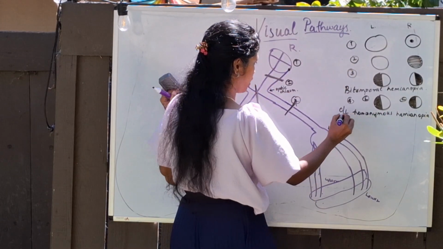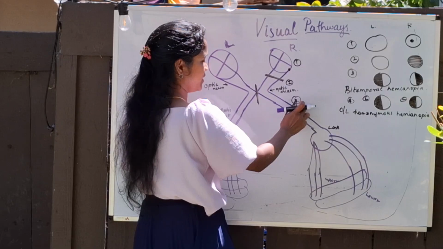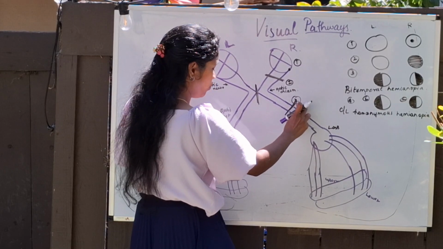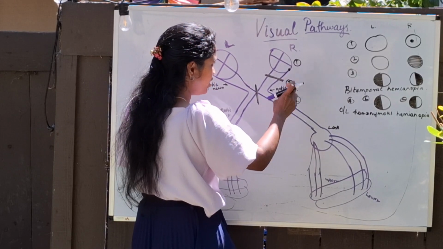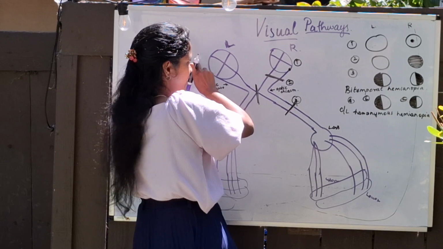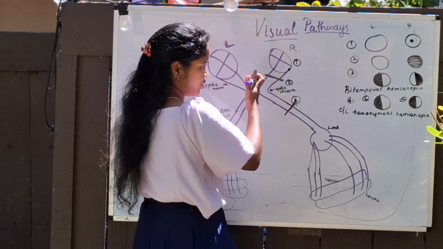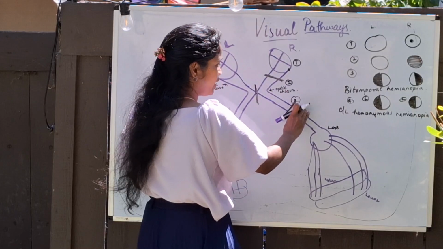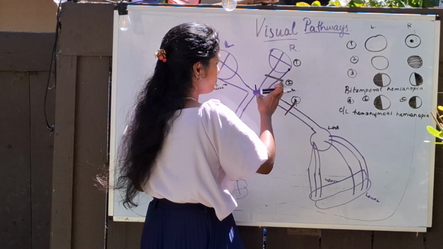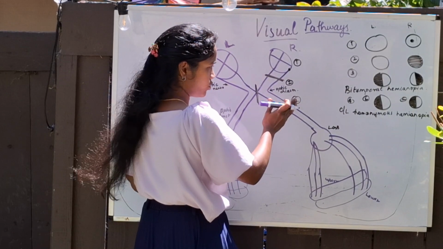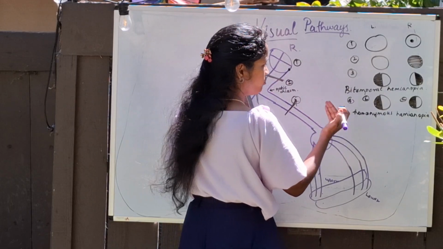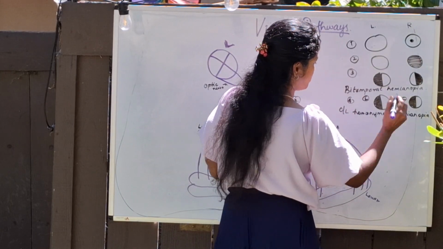Why do we call it contralateral? Here this is the right side, right? So even though the right optic tract is damaged, we have the opposite side, the left visual field, being lost. Therefore the right optic tract damage will cause left visual field loss. Therefore it is contralateral. We call it contralateral homonymous hemianopia.